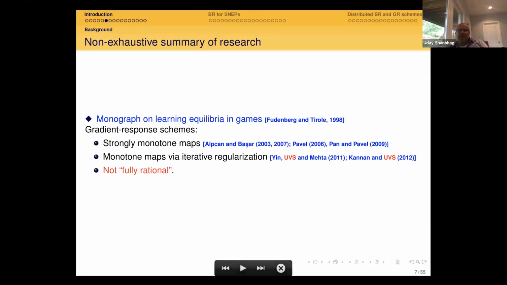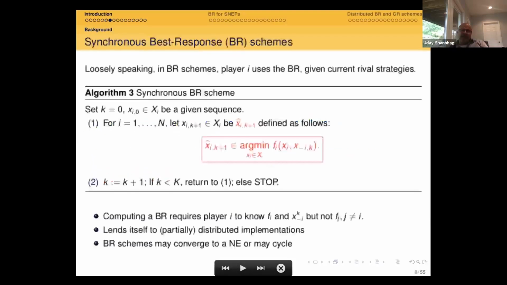And one of the shortcomings of these schemes is that these are not fully rational. So players end up taking essentially what might be viewed as boundedly rational steps. Okay. So here's one avenue that addresses this problem, which is the best response framework. So the best response framework essentially says, instead of taking a gradient response step, each player, given rival strategies, computes what is called the best response, which really requires solving this optimization problem.